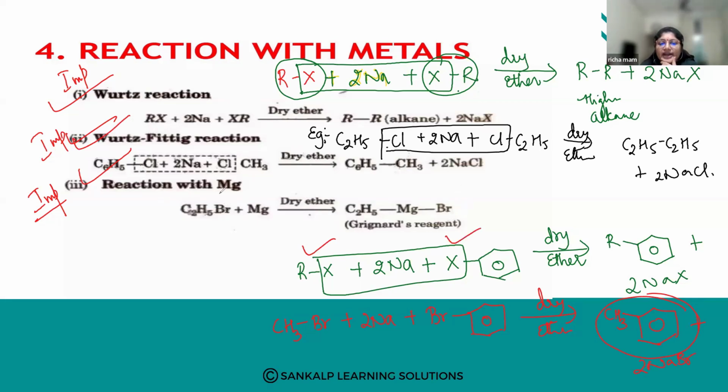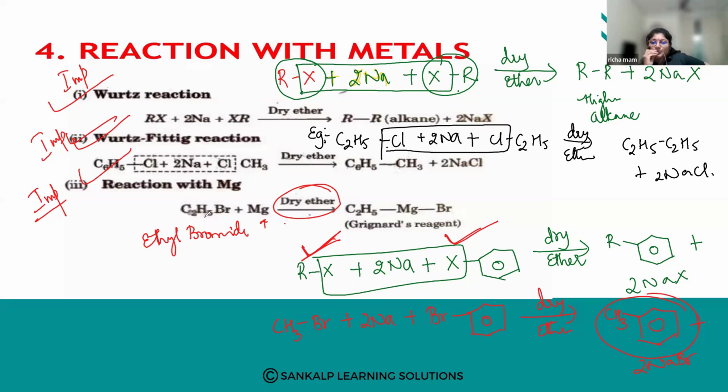Okay. Next is the reaction with Mg. When you take an alkyl halide, here they have taken ethyl bromide. So ethyl bromide, when it reacts with magnesium in the presence of dry ether, I am going to get an organometallic compound which is called Grignard reagent. So this is the reaction with Mg.